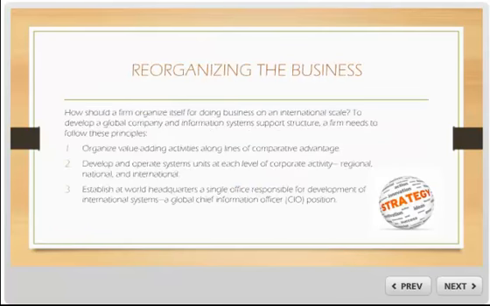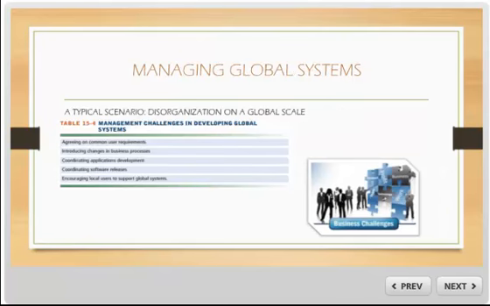Reorganizing the business. How should a firm organize itself for doing business on an international scale? A firm needs to follow these principles. First, organize value-adding activities along lines of comparative advantage. Second, develop and operate systems units at each level of comparative activity: regional, national, and international. Third, establish at world headquarters a single office responsible for the development of international systems, a global chief information officer position.